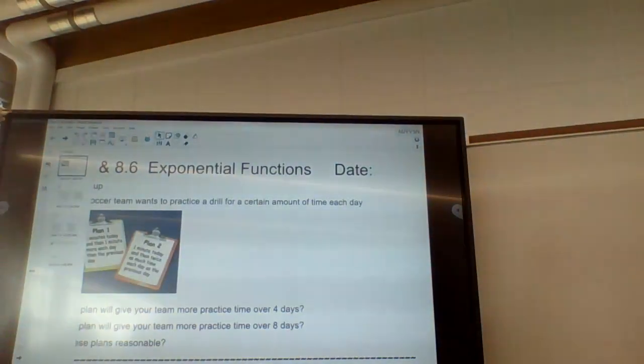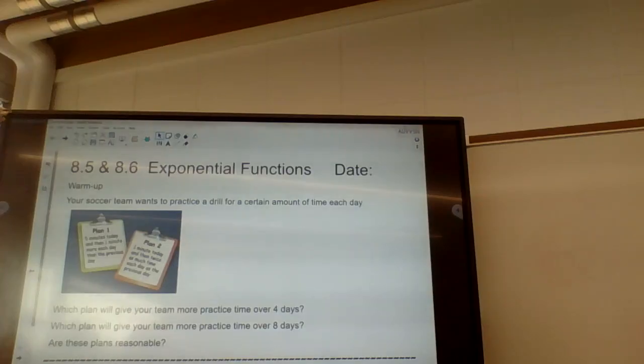All right, so for our exponential functions here, the warm-up question is trying to explain kind of how the idea of exponential functions work compared to just a regular linear function. So there's two plans here. It says your soccer team wants to practice a drill for a certain amount of time each day. So the one plan says 5 minutes today and then 1 minute more each day than the previous day. And then plan 2 says we're going to start with 1 minute today and then twice as much time as the previous day.